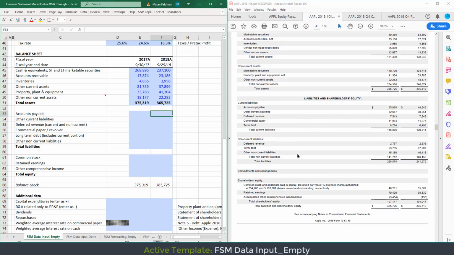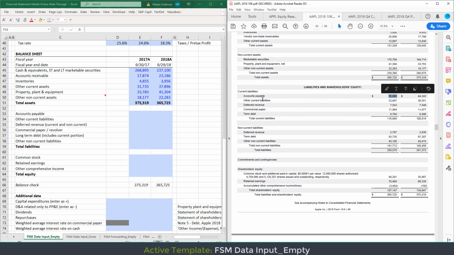So I've got accounts payable, and I'm going to grab accounts payable from 2018. Deferred revenue, I'm looking for both current deferred revenue and non-current. So let's put both of those in for now. So let's go for the current and non-current deferred revenue.